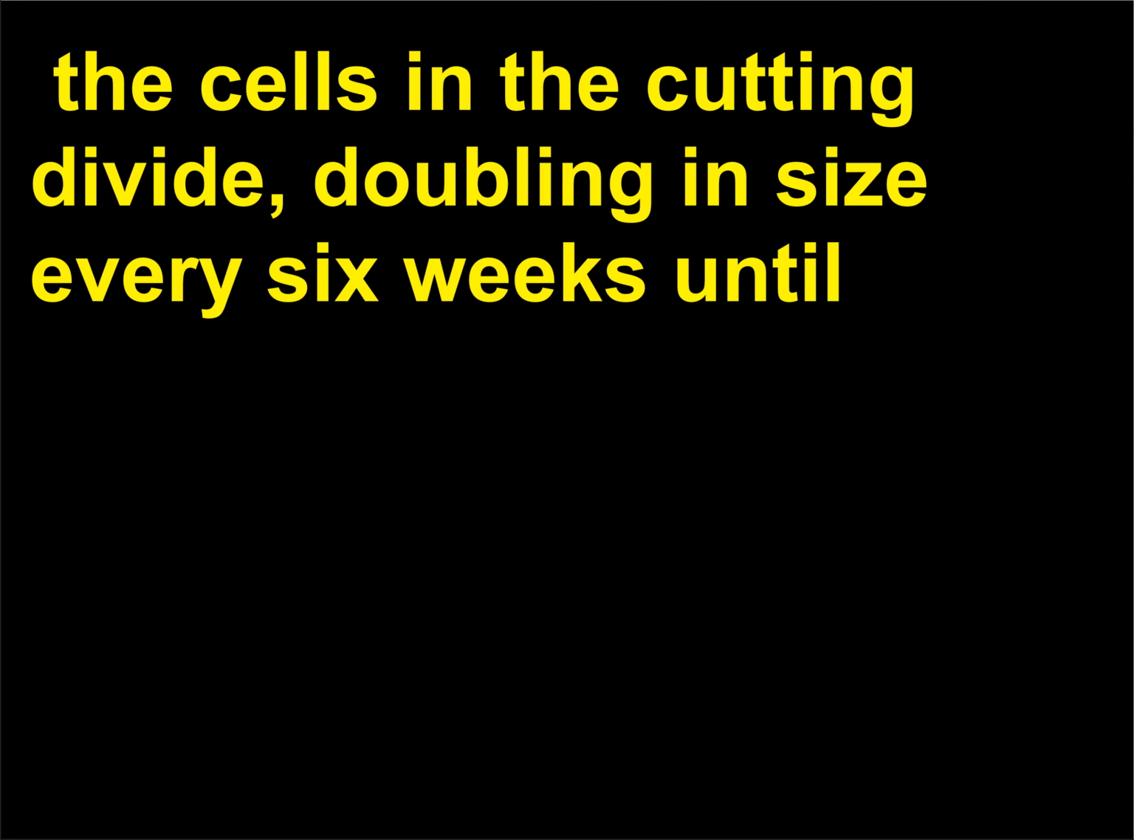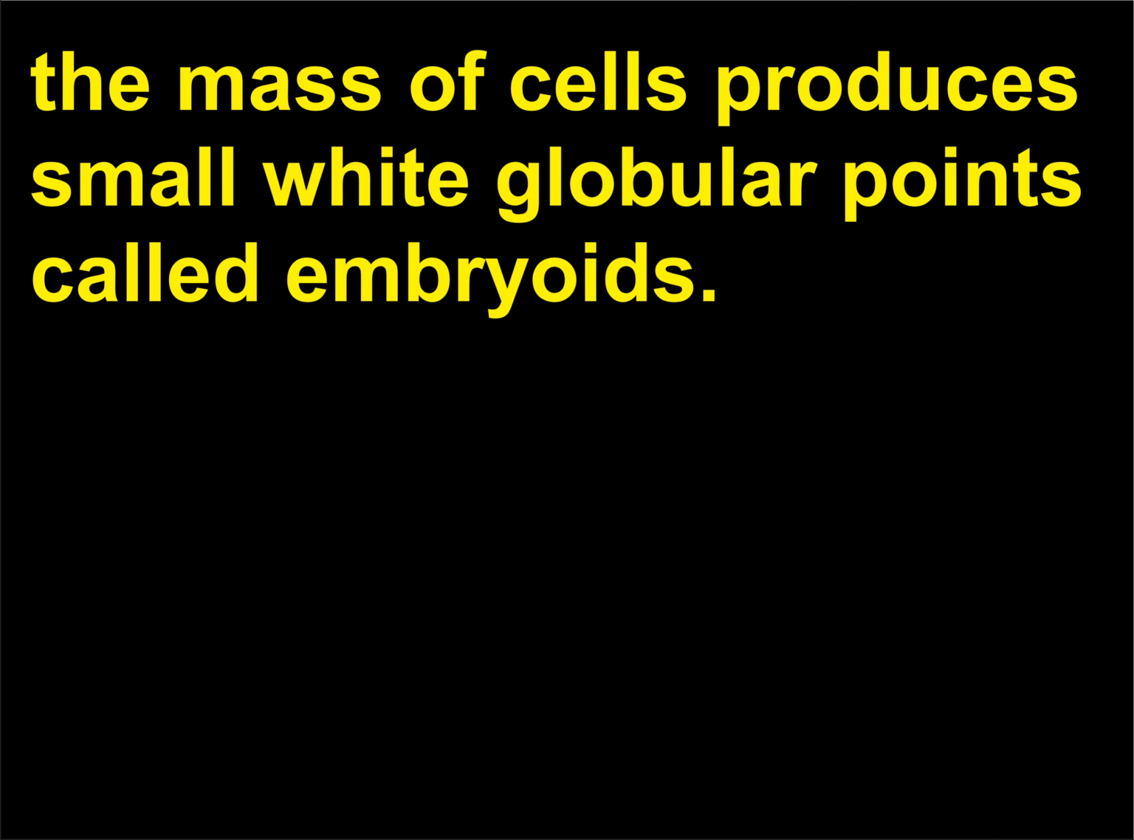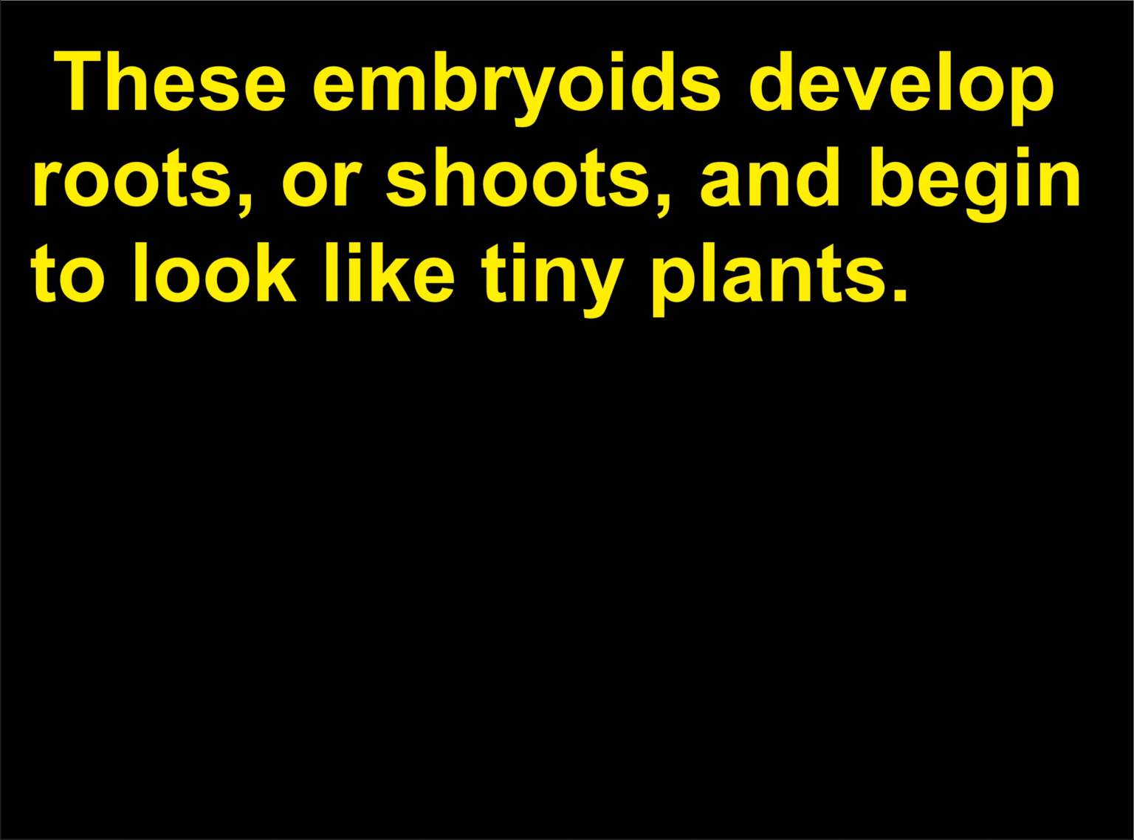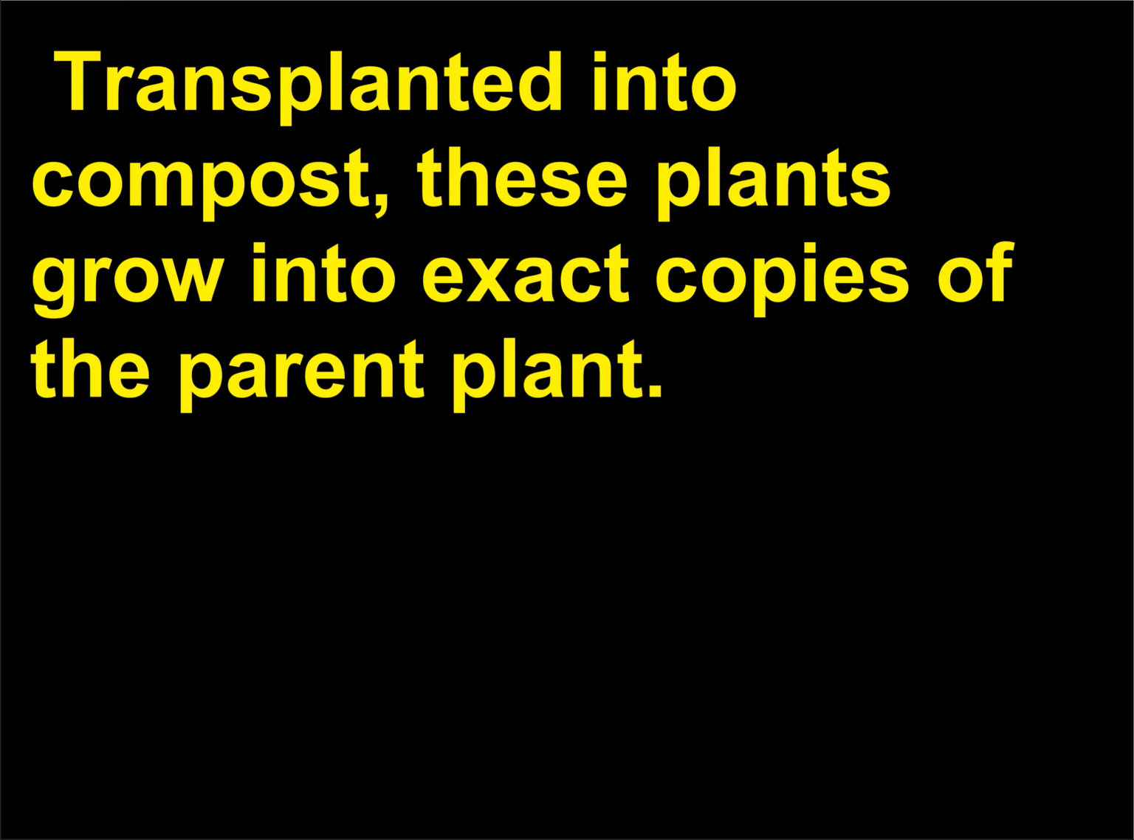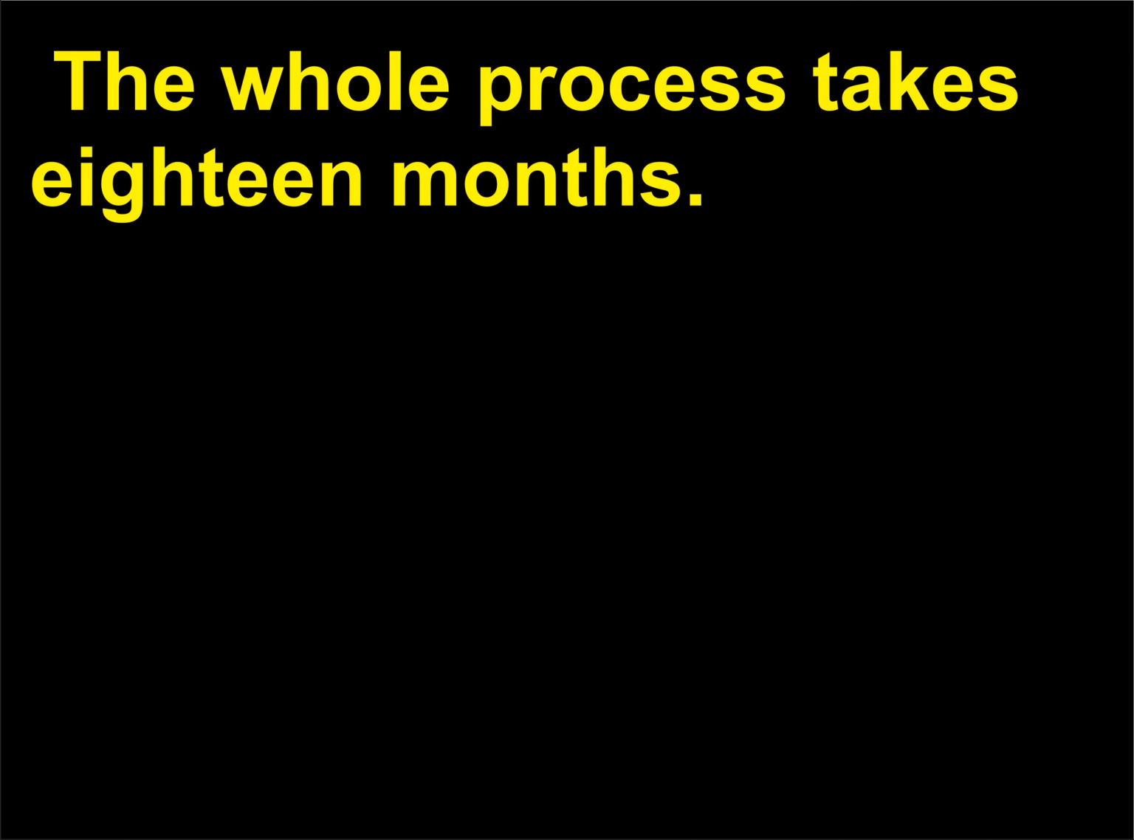The cells in the cutting divide, doubling in size every 6 weeks until the mass of cells produces small white globular points called embryoids. These embryoids develop roots, or shoots, and begin to look like tiny plants. Transplanted into compost, these plants grow into exact copies of the parent plant. The whole process takes 18 months.